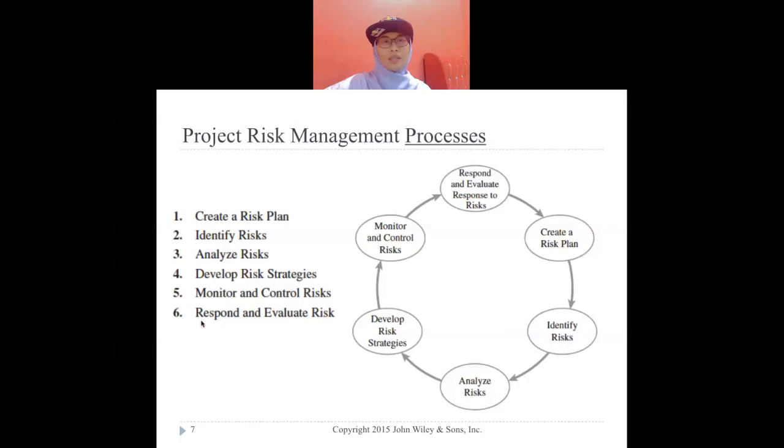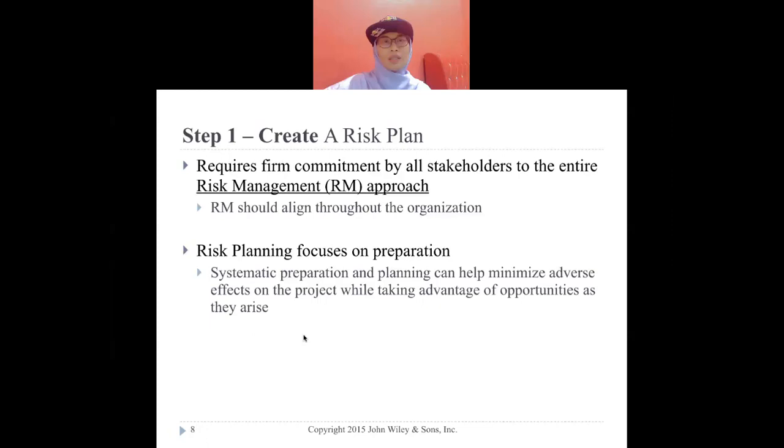We have six processes. It starts with create a risk plan, and then identify the risk, analyze the risk, and develop the risk strategies, and then monitor and control the risk. Finally, respond and evaluate the risk. So it can go back to the planning, identify, and so on. That's why it is a circular, iterative process. So let's move one step at a time.